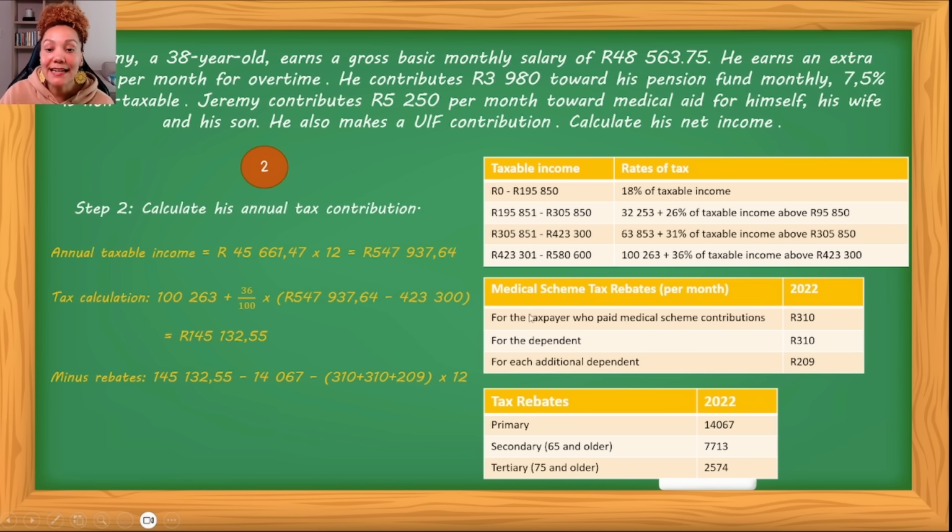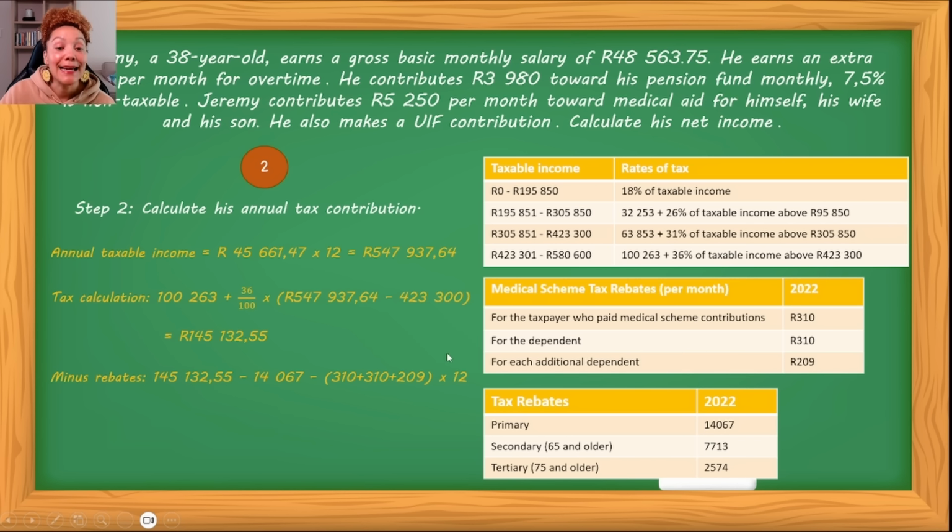14,067. Then let's look at the medical aid. It says here that he pays medical aid for himself, so he is the first contributor. Then for the first dependent, which is his wife, it's another 310. And then the additional one, which is his child, is 209. Now I want you to pay attention: these values given are per month, and our entire calculation here in step 2 is annual. So we need to take this calculation, which is per month, add it together for what he needs to pay per month, and then multiply that answer by 12, so that we are doing all the calculations with the annual. So this is the annual tax, this is the annual rebate, and then this would be your annual credits.